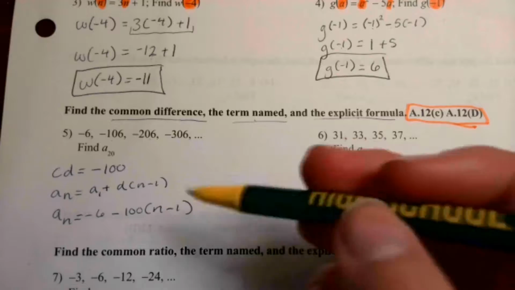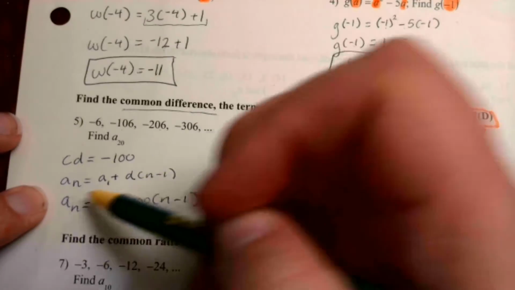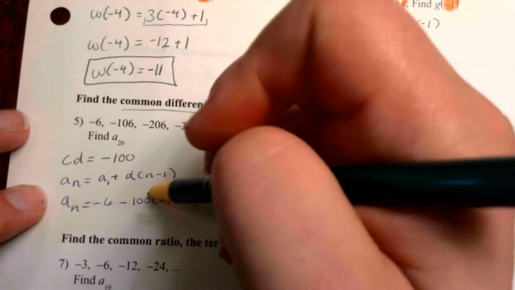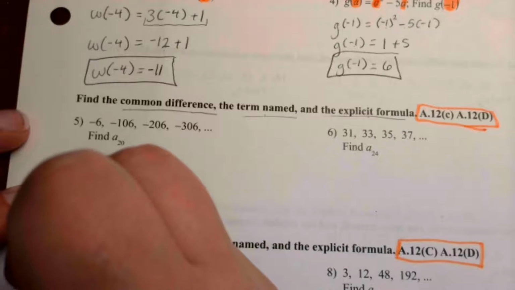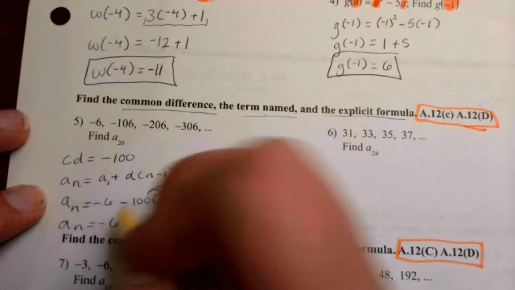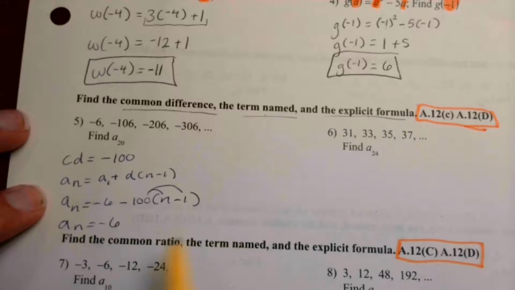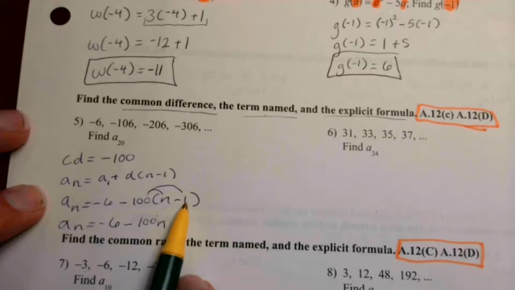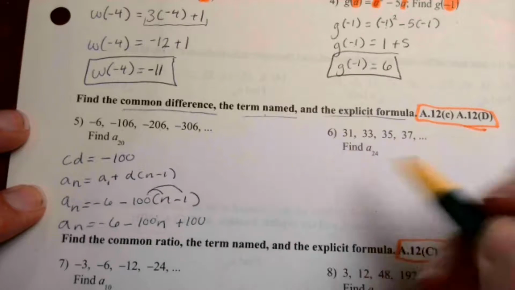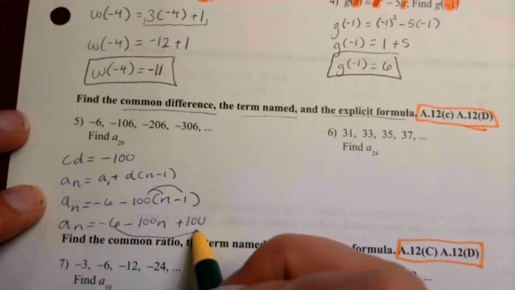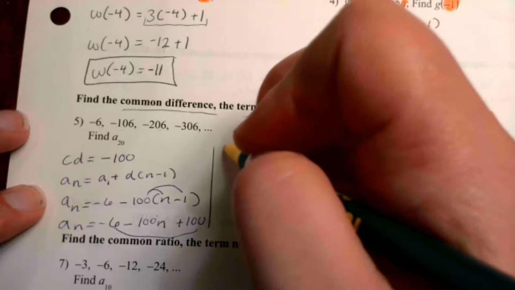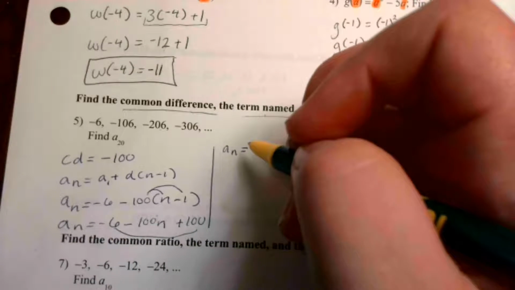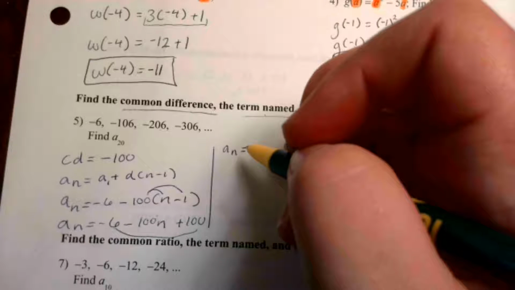Now there are 2 more steps I'm going to take with this formula. This is how I would normally write it, but I'm looking through the TEKS and they like to distribute this and then combine like terms. So it would be a sub n equals -6, -100 times n, -100n. -100 times a -1 is plus 100. Now what I can do is put that 6 and the 100 together. So a sub n is equal to 100 take away 6. That's just 94.